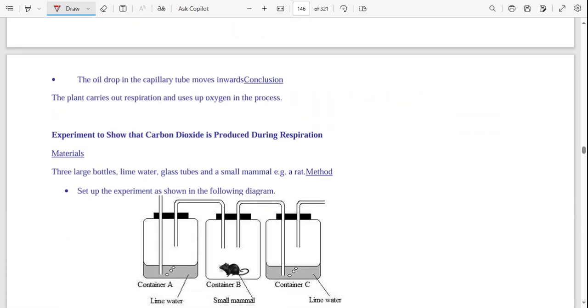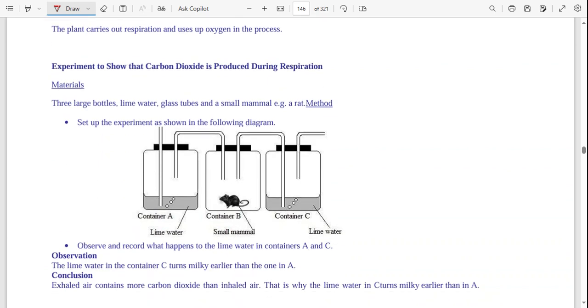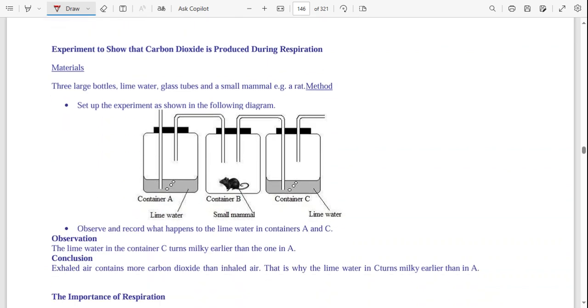You can as well get to look at these other experiments which are happening. Let's look at this experiment for carbon dioxide. Okay, so here what you have is three containers. Container A has got lime water. Container B has got a small mammal like a rat. Container C also has got lime water. Okay, so then you want to see what is going to happen to the lime water.